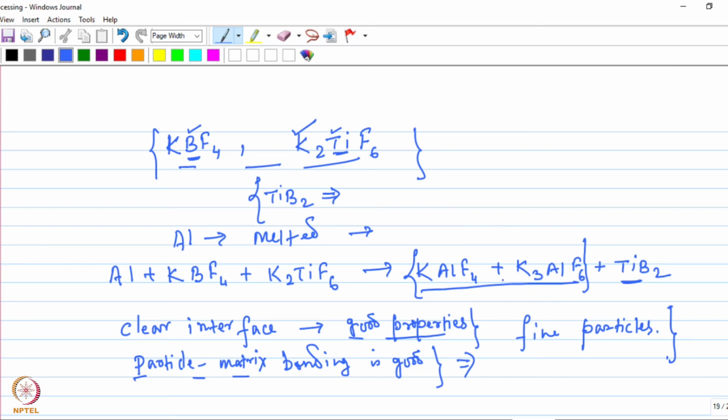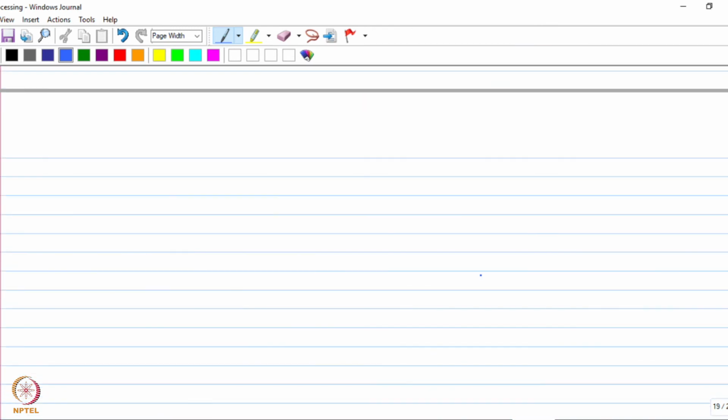In a similar manner, you can also make aluminium titanium carbide composites. Titanium carbide also is a very strong material. You would have noticed it when we talked about different kinds of reinforcements. In order to generate titanium carbide, you need a source of titanium. So the same salt, K2TiF6, can be used for that. And you also need a source for carbon, for which graphite powder can be used.